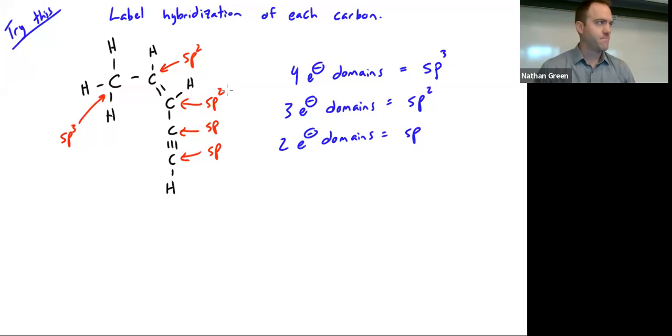Does that make sense to everybody? It's going to make us faster when we start using things like nitrogen and oxygen, which have lone pairs. Lone pairs are going to count as electron domains. If an oxygen has 2 lone pairs, we're going to count each one of those as an electron domain separately. That'll speed us up when we're assigning hybridization to a bunch of different things.